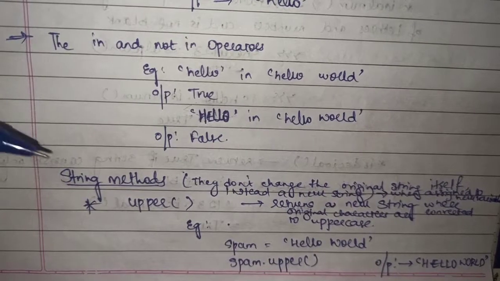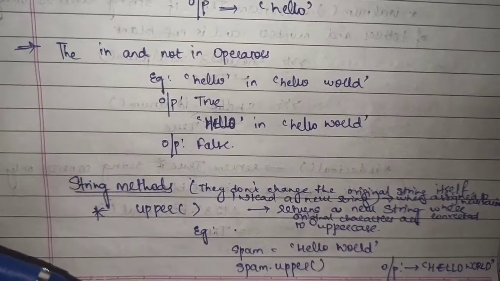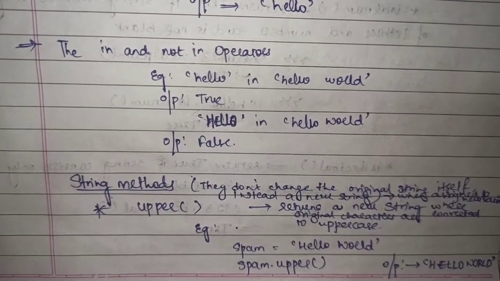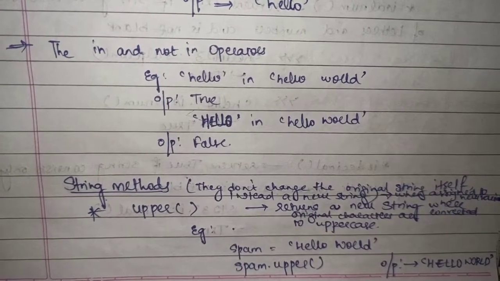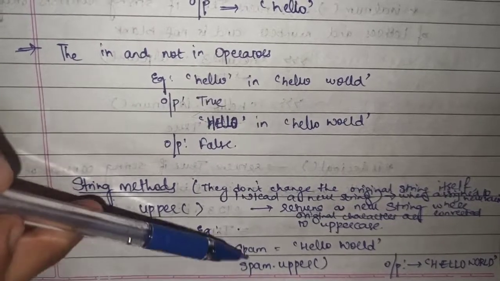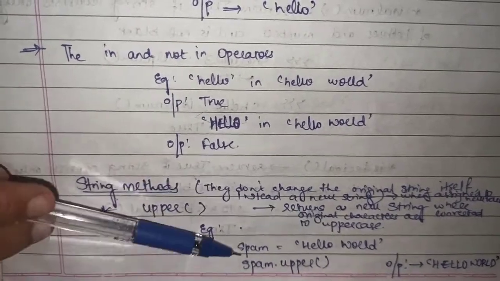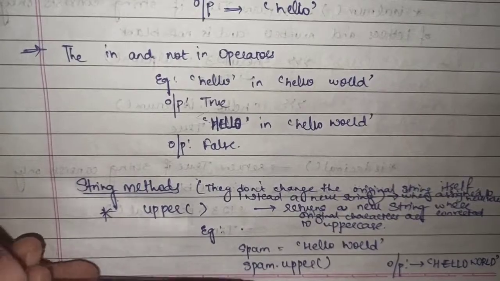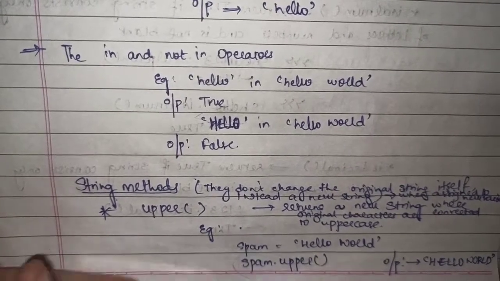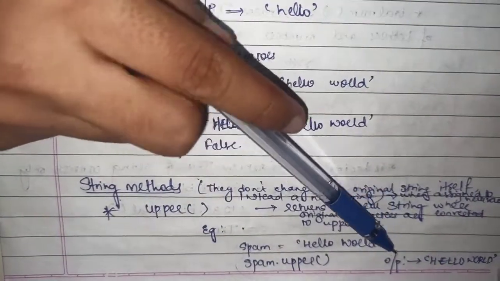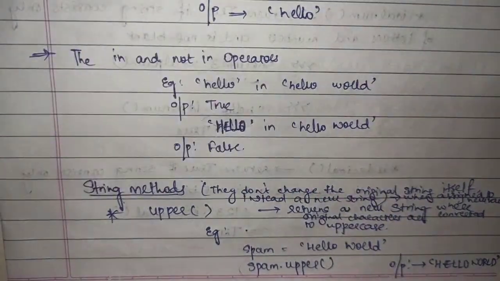You have the upper method. The upper method usually takes a string and it will return the uppercase of the string that you have requested for. Suppose you have spam equals to hello world, and when you apply spam.upper(), that is the method, the output would be in caps, that is HELLO WORLD in caps.